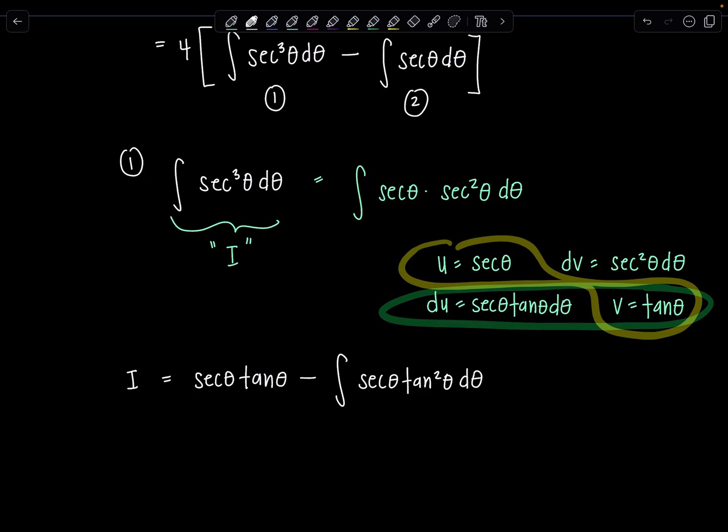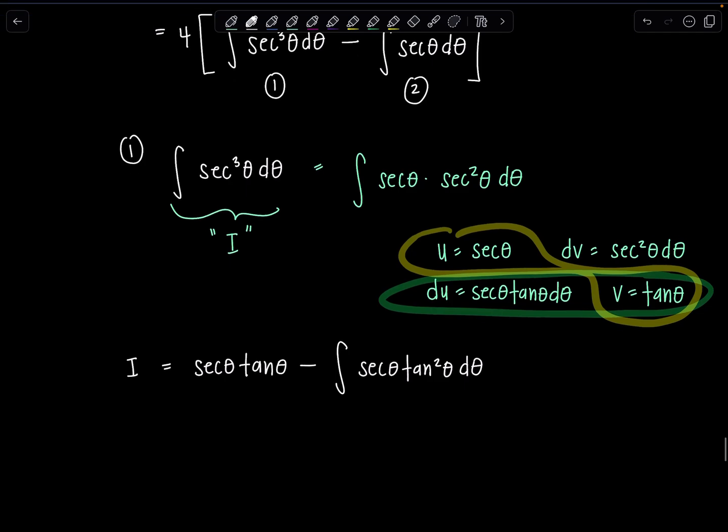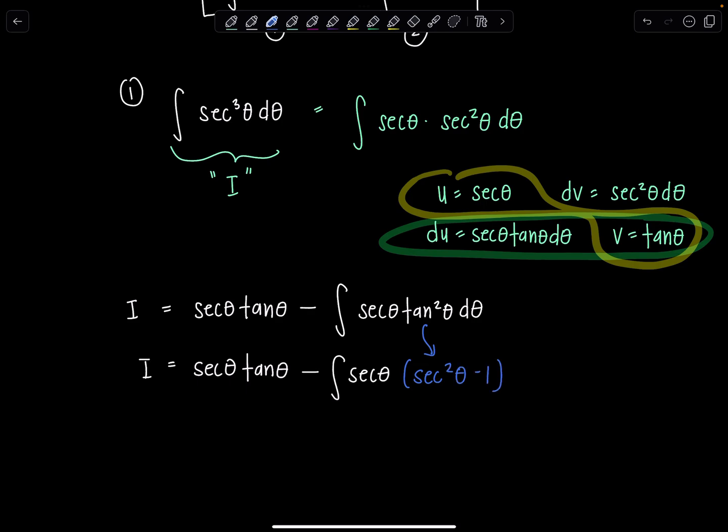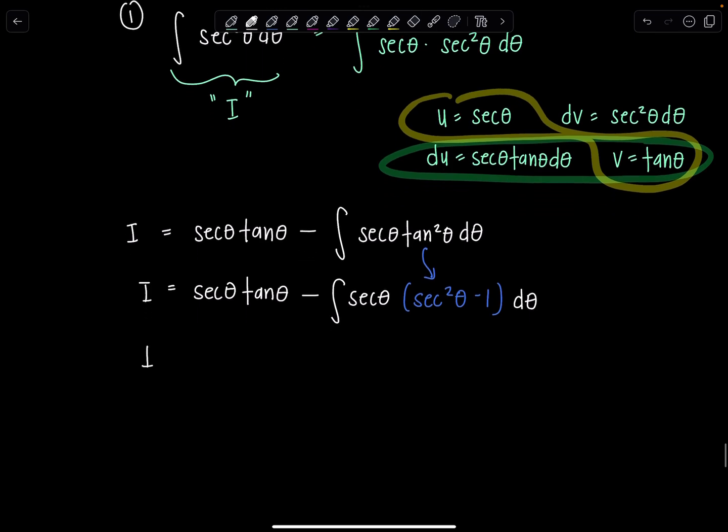We okay? You don't need to do integration by parts again to get it to boomerang. You just need to use a Pythagorean identity. So in this case, I'm going to replace the tan squared theta with secant squared theta minus 1. So here we have secant theta tan theta minus integral secant theta. And then, like I said, this tan squared theta is going to be replaced with secant squared theta minus 1 d theta. And then now when I distribute, look what happens.